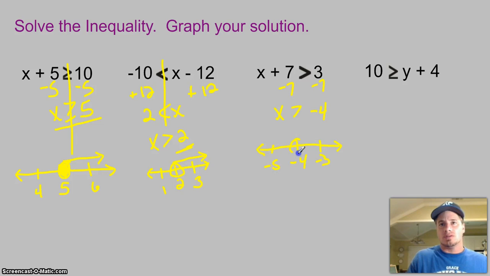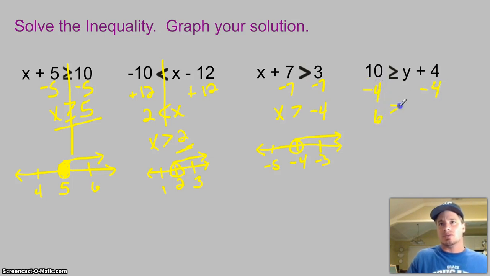Okay, I'm going to circle the negative 4. Do I color it in? No, there's not an equal sign, so I don't. And it's bigger than. X is bigger than, so numbers are going this way. Anything bigger than negative 4 is this way. Okay, let's look at the next one. Oh, got a little mark there. Subtract 4 from both sides.